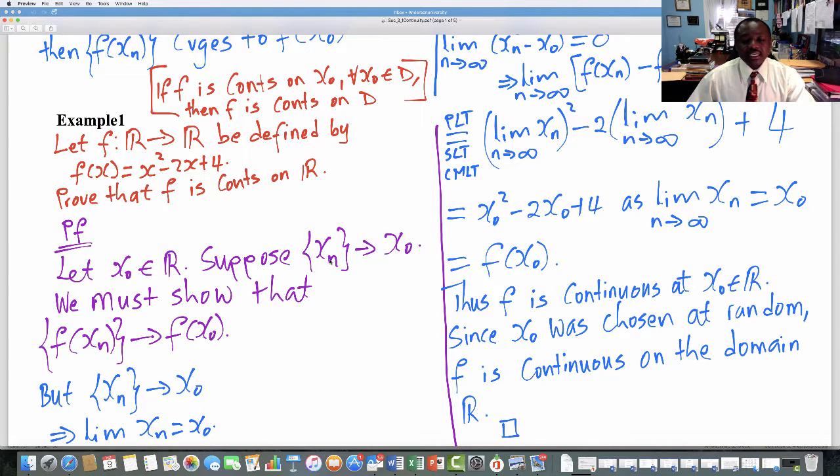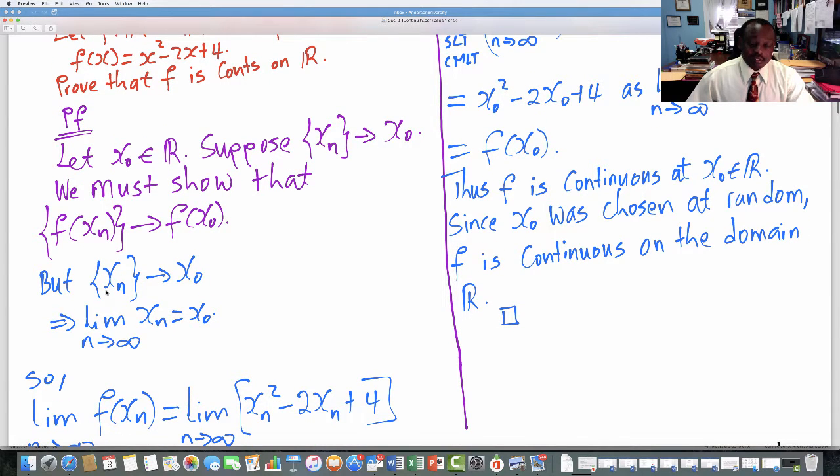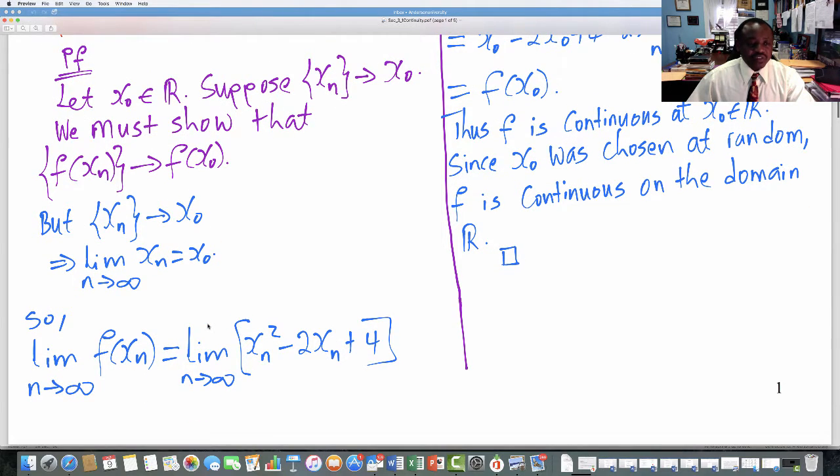Suppose xn is a sequence in R such that xn converges to x0. We must show that the sequence f of xn converges to f of x0. But the sequence xn converges to x0 simply means the limit as n approaches infinity of xn equals x0. So we have to investigate the limit as n approaches infinity of f of xn and see where that leads.